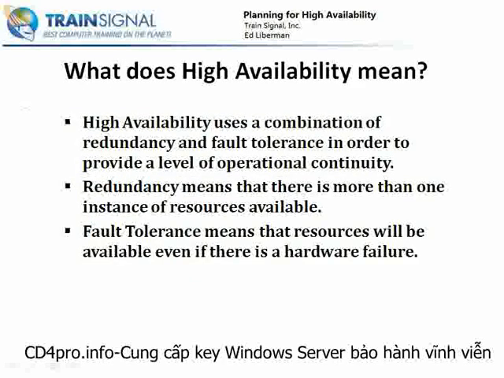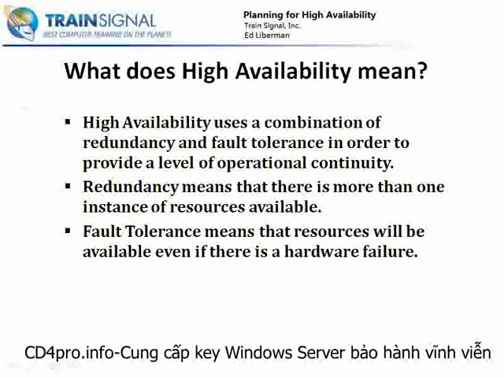So, what exactly does high availability mean? I mean, that's a term we hear all over the place. Well, high availability uses a combination of redundancy and fault tolerance in order to provide a level of operational continuity. Now, to overly simplify this, it means keeping things available, keeping things up and running at all times. Redundancy means that there is more than one instance of a resource available. And fault tolerance means that the resources will remain available even in the event of a failure.